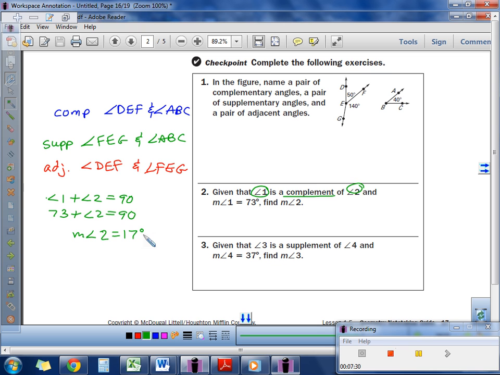Similarly, we can do this one for the supplement. So the supplement will mean adding to 180. So we'll say angle 3 plus angle 4 should add up to 180. Angle 4 is 37, so we substitute it in. Subtract 37 from each side. And what do we get? 143. Good job.